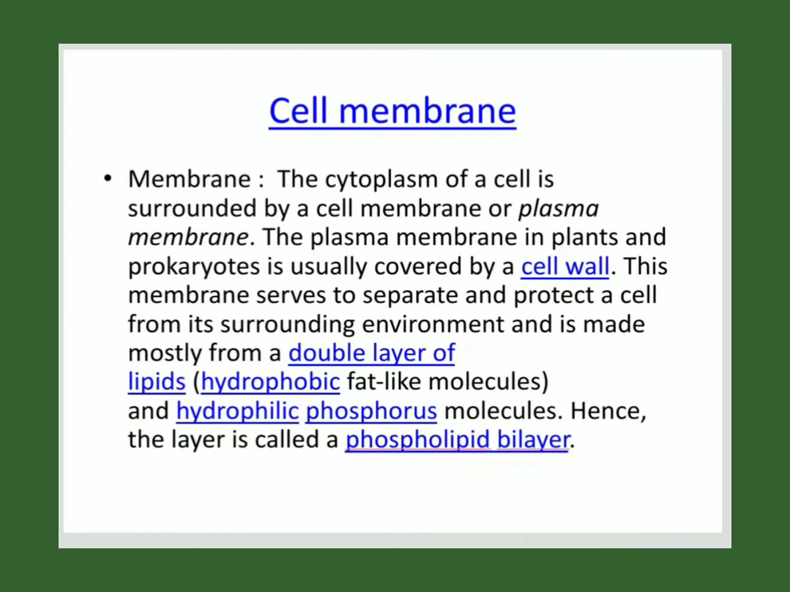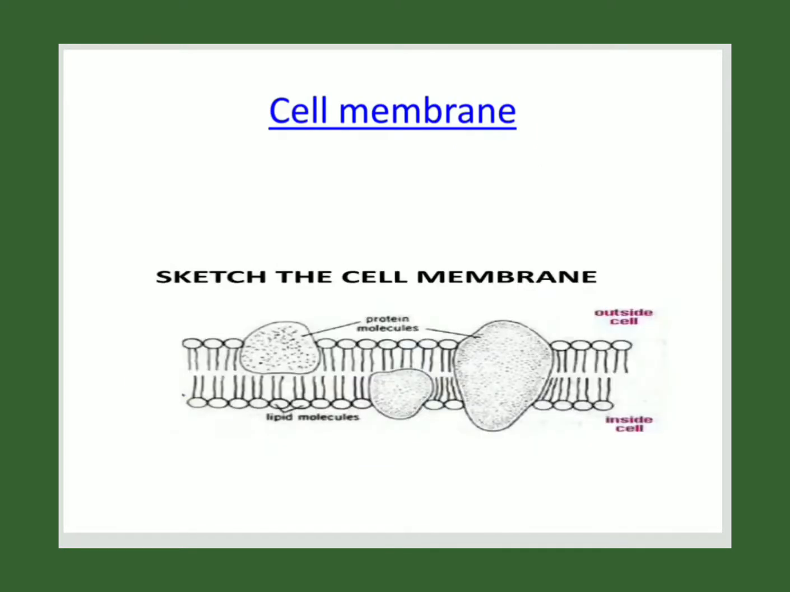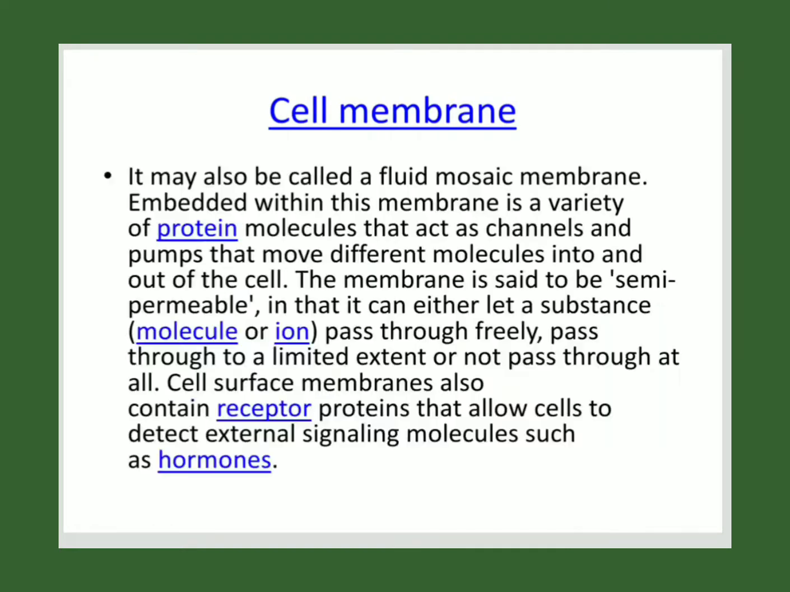So let us see the cell membrane. The cytoplasm of a cell is surrounded by a cell membrane or plasma membrane. The plasma membrane in plants and prokaryotes is usually covered by a cell wall. This membrane serves to separate and protect a cell from its surrounding environment and is made mostly from a double layer of lipids. Lipids contain head and tail regions. If you see in the diagram, the head is the hydrophilic one, which allows water, and the tail, which is towards the inside, is hydrophobic, which does not allow water. On both sides it contains a head region, and in between, proteins are embedded in the lipid molecules.